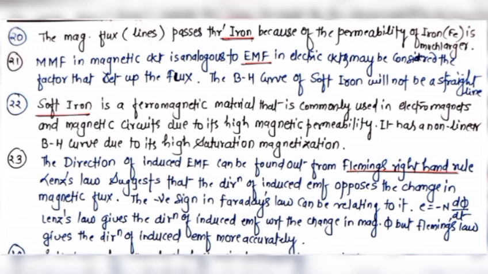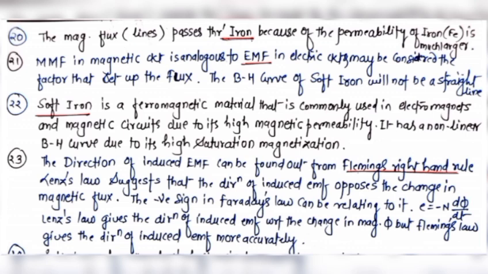The BH curve of soft iron will not be a straight line. Soft iron is a ferromagnetic material that is commonly used in electromagnets and magnetic circuits due to its high magnetic permeability. It has a non-linear BH curve due to its high saturation magnetization. The direction of induced EMF can be found out from Fleming's right-hand rule. Lenz's law suggests that the direction of induced EMF opposes the change in magnetic flux.